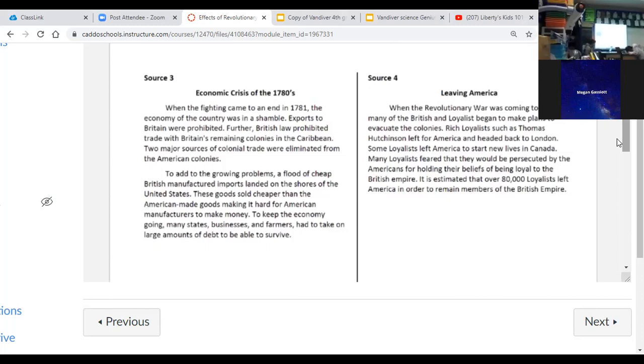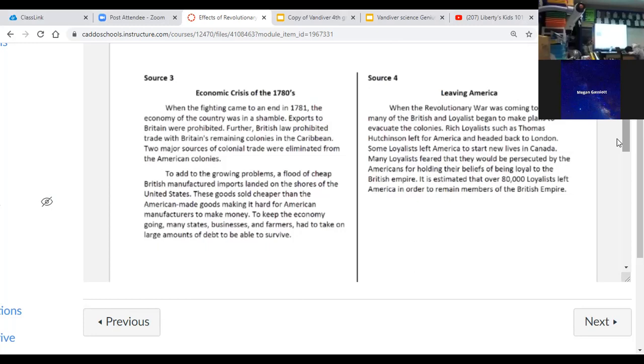To add to the growing problems, a flood of cheap British manufactured imports landed on the shores of the United States. These goods sold cheaper than the American-made goods, making it hard for American manufacturers to make money. To keep the economy going, many states, businesses, and farmers had to take on large amounts of debt to be able to survive.